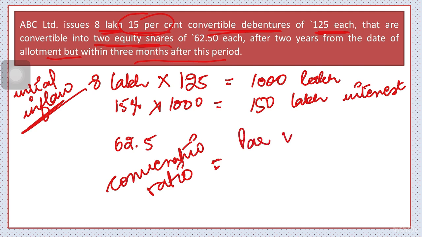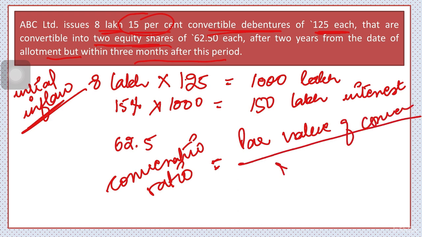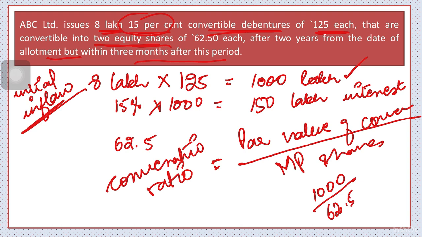Par value of convertible debentures divided by market price of shares. What was the par value over here? 1000 lakh divided by 62.5. This comes out to be approximately 16 lakh, which is your conversion ratio. I hope I have cleared you.